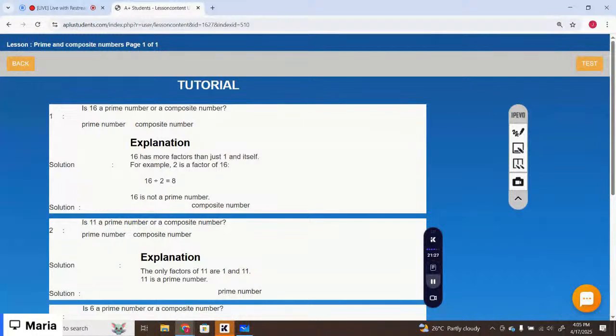Prime numbers are the numbers that have only two factors, one and the number itself, and the composite numbers have more than two factors. So 16 is not a prime number because 16 has more than two factors. 2 times 8 is 16, 4 times 4 is 16. So 16 is a composite number.